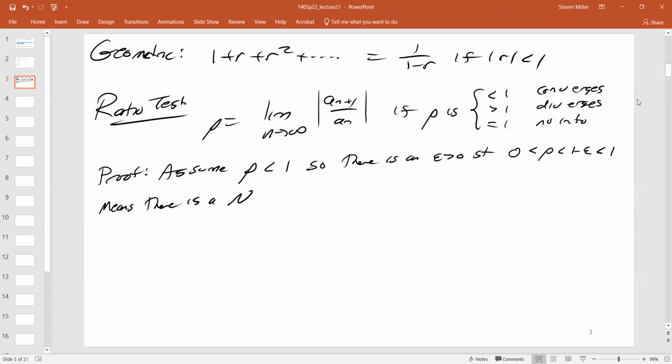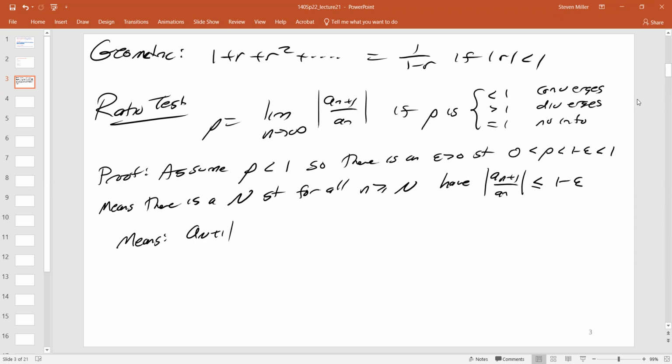So now this means there is a big N such that for all little n bigger than or equal to big N, we have |a_{n+1}|/|a_n| is less than or equal to 1 minus epsilon. Because the limit goes to rho, which is less than 1, eventually each of these fractions is going to be at most 1 minus epsilon. So this means |a_{n+1}| is going to be less than or equal to |a_n| times 1 minus epsilon.